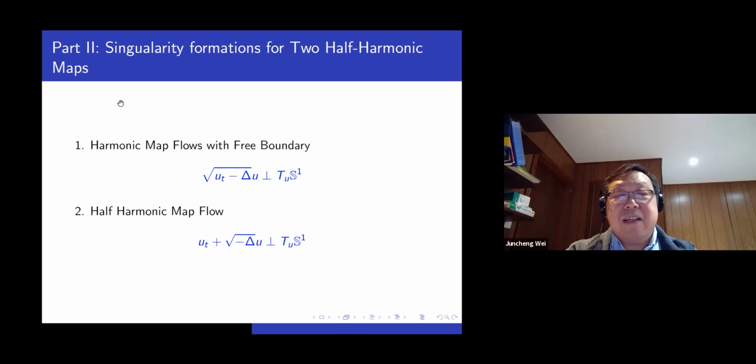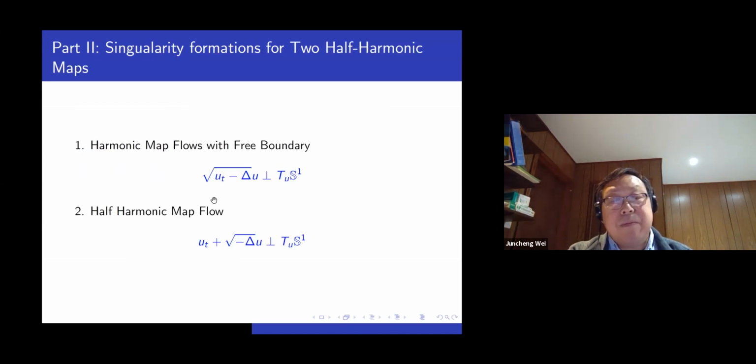So in the second and the third part, I will discuss the application of this gluing scheme to harmonic map and other geometric flows. The first one is harmonic map flow with free boundary. So we can write this like the square root of ut minus Laplace. And another one, the second one, is half-harmonic map flow. As we're going to see, there's a huge difference between these two, even though they are all the same statistics.